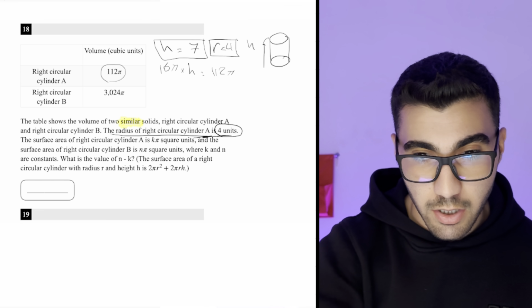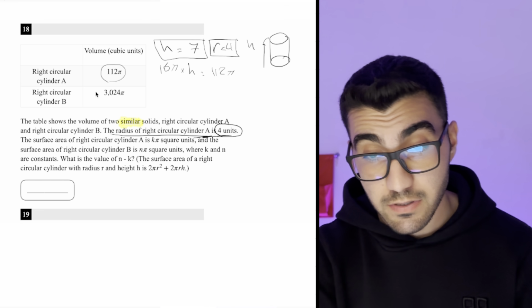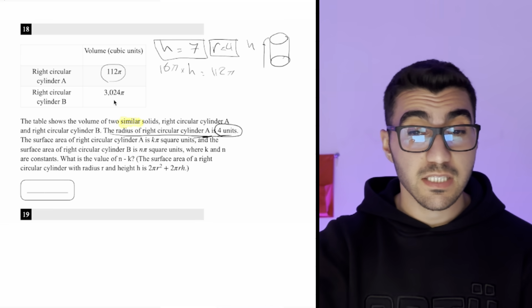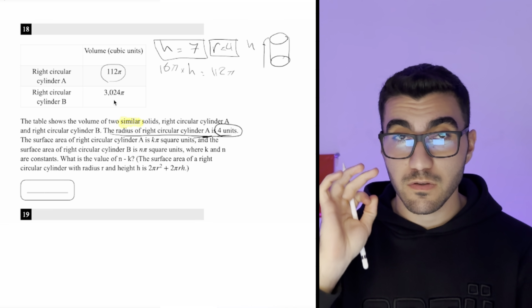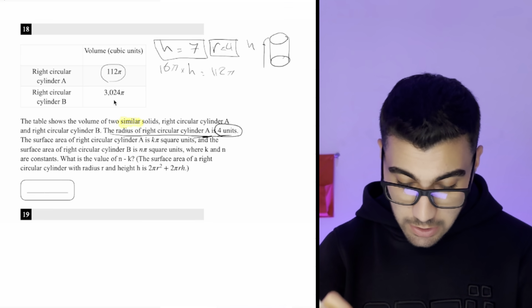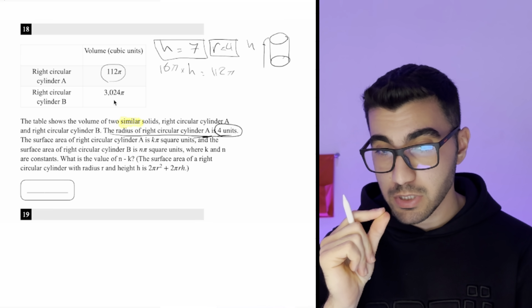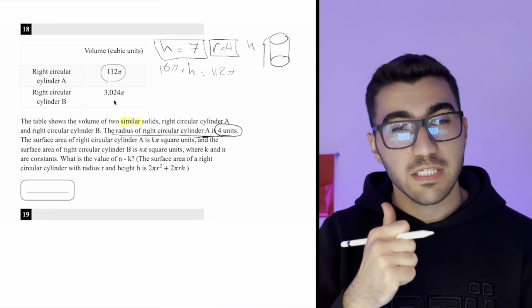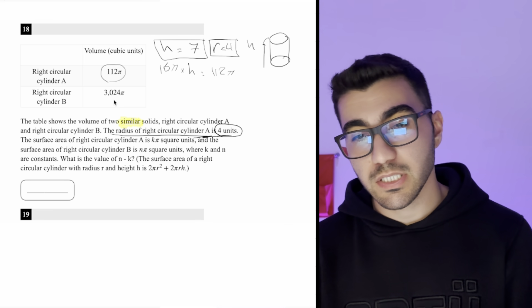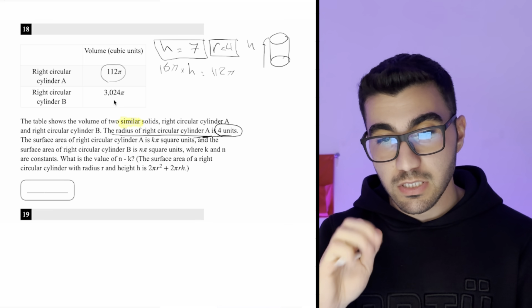3024 divided by 112 is 27. So 3024 is 27 times 112, but it's volume, and we said volume was three-dimensional. So the ratio between them is not 27, so it doesn't mean that the radius of the cylinder B is 27 times the radius of the cylinder A. No, the volume is three-dimensional.